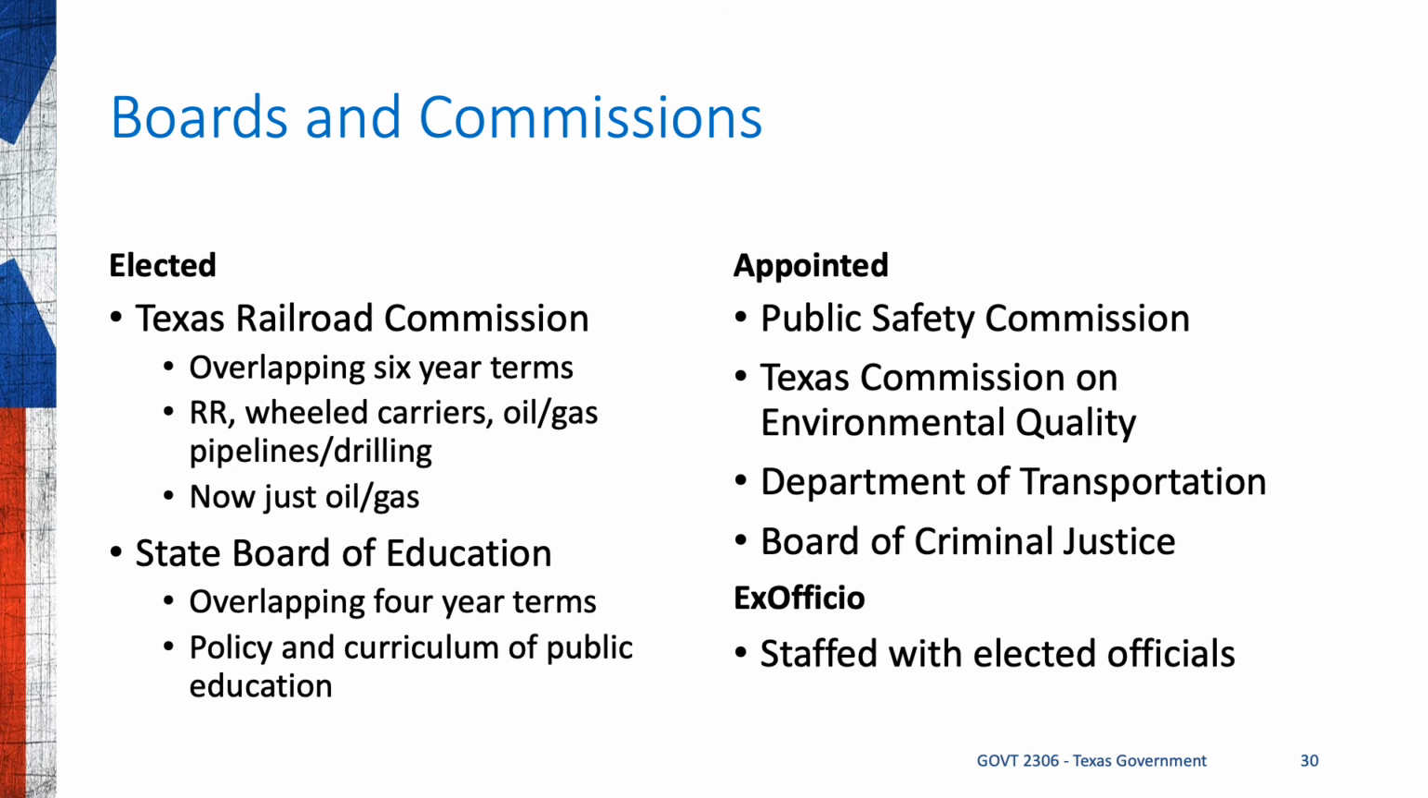And there are some ex officio boards within the bureaucracy and within the executive branch that are staffed with elected officials. Sometimes there will be a board that says this board is made up of the governor, the lieutenant governor, and the attorney general. And then that board this year would have Dan Patrick, Greg Abbott, and Ken Paxton on it. So that's what an ex officio board is.